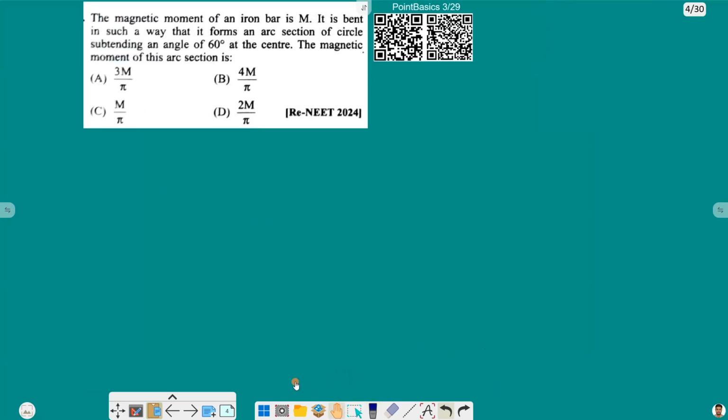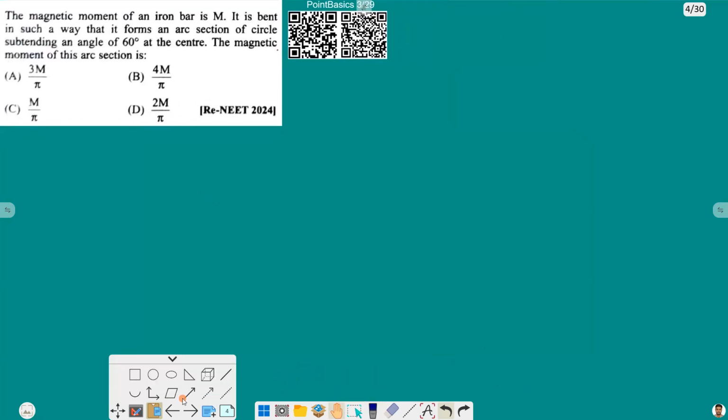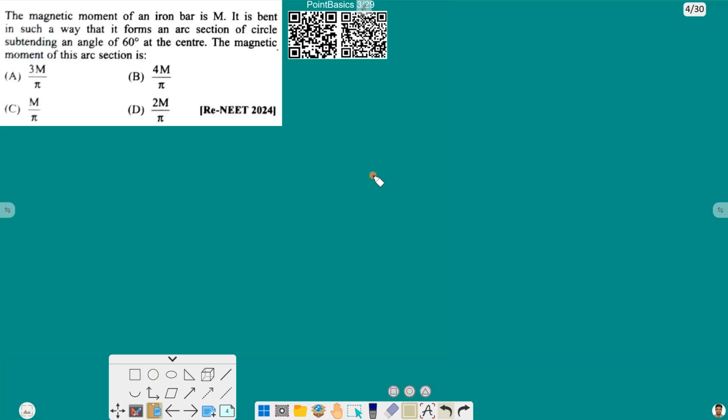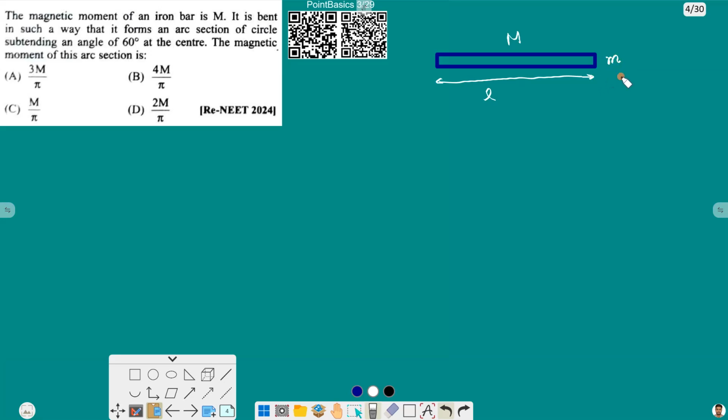So let's suppose initially we had an iron bar whose magnetic moment was M. Suppose this is our initial iron bar and its length is L, such that this length is L, and its magnetic moment is capital M. And suppose its pole strength is small m, so we can say capital M is equal to small m into L. Now we bend it.